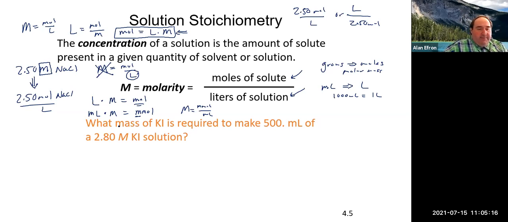All right, why don't you try one on the bottom there? What is the mass? So we're looking for how many grams of KI are required to make 500 milliliters of a 2.8 molar solution of KI. Potassium is 39.10, and iodide. Iodide is something. What is that? 126.9. 126.9. All right, take a couple minutes, see what you come up with, and we'll talk about it.